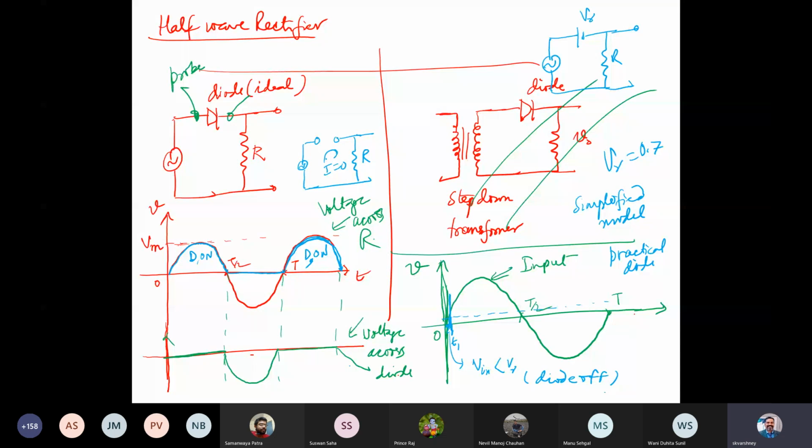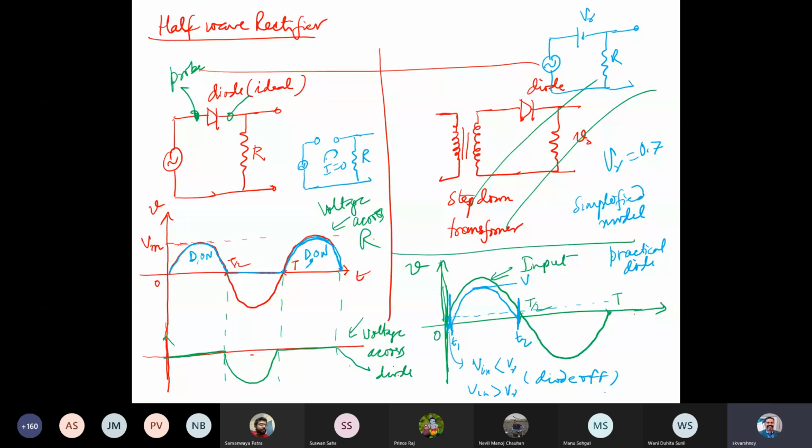The diode is off, but as soon as the input voltage becomes greater than V gamma, the diode conducts. I'm starting from here and it reaches this point, and this is another point here, let's say T2. The output voltage now is reduced by the voltage drop.